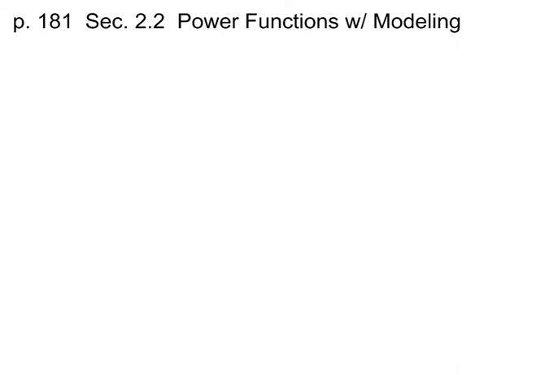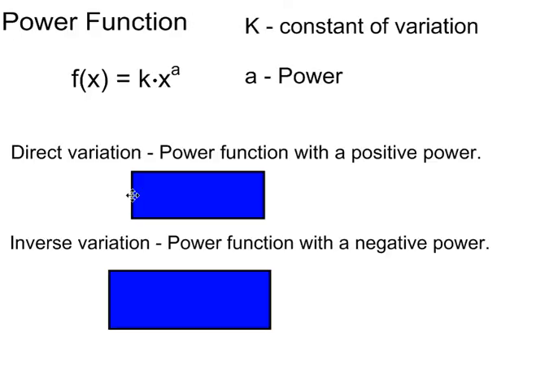Today we have a lesson on section 2.2, power functions with modeling. What we have here is what's called a power function, which is f of x equals k times x to the power of a, where k is just a constant of variation. K is just a number. A is the power.